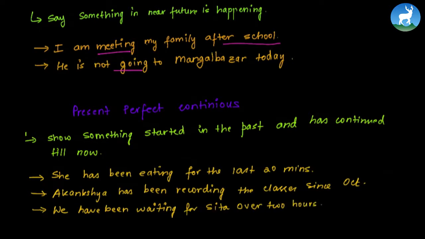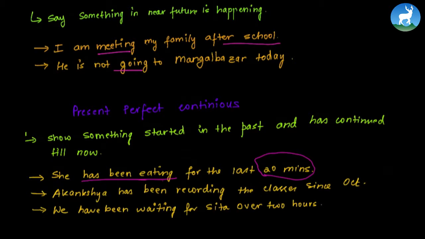So this is present perfect continuous tense, where we use has plus been or have plus been and the ing form of the verb. So she has been eating for the last 20 minutes. The eating work started 20 minutes before, that is, started in the past and is still continuing because she is eating right now as well. So we use the present perfect continuous tense.